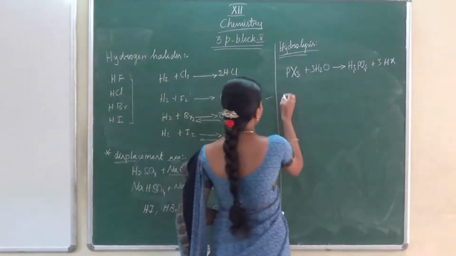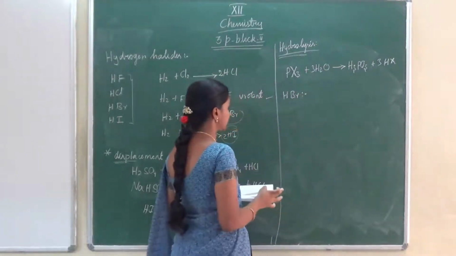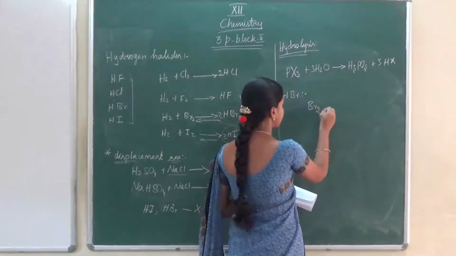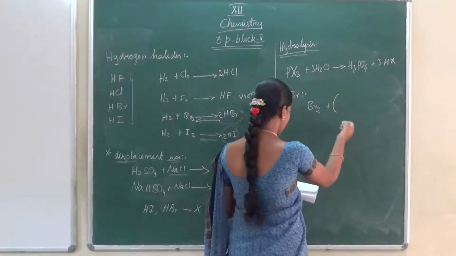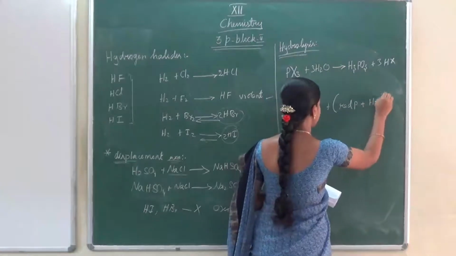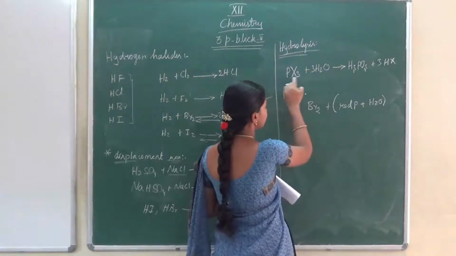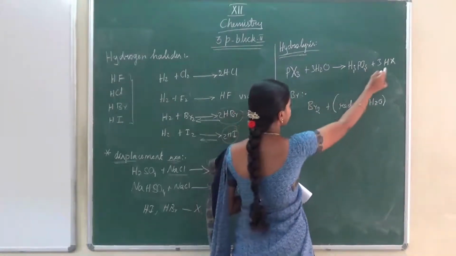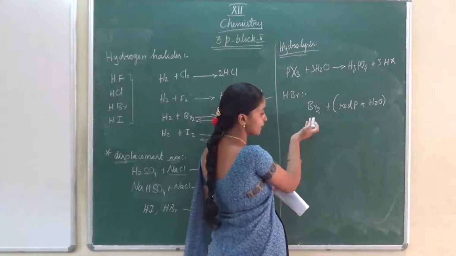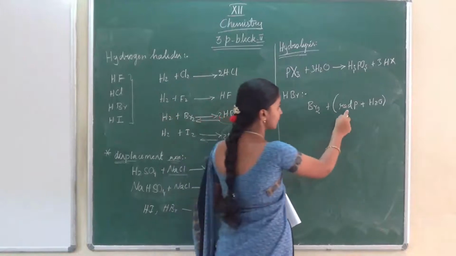So how can we prepare them? To prepare HBr, we have to take a mixture like this. We have to add the bromine dropwise to the mixture of red phosphorus and water. By this combination, red phosphorus and bromine will become PX3, and when treated with water, we will get the product HBr. But how should we treat the elements? First we have to take the mixture of red phosphorus and water, and add the bromine dropwise.